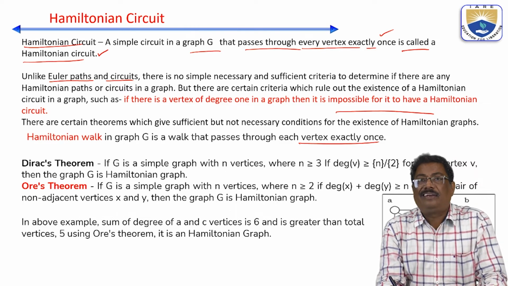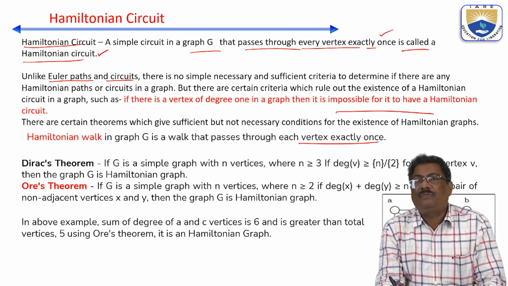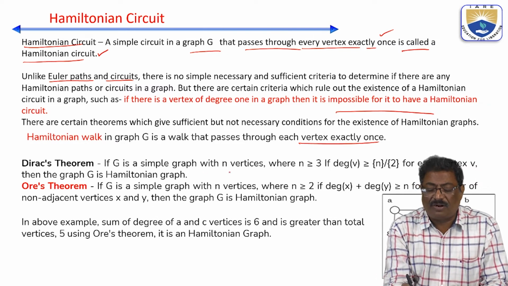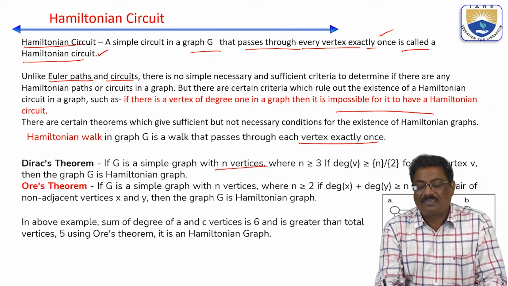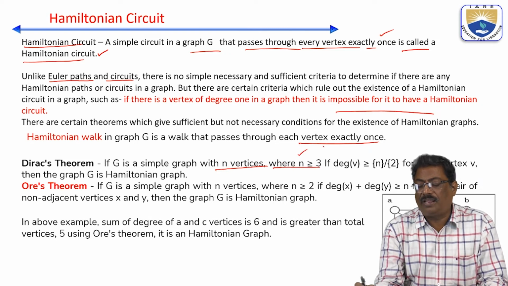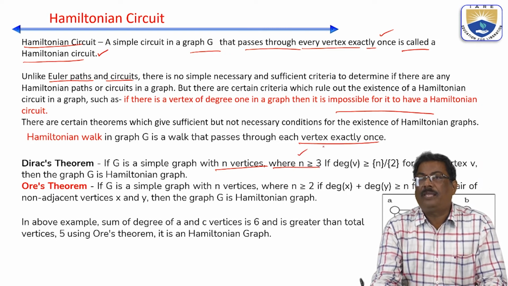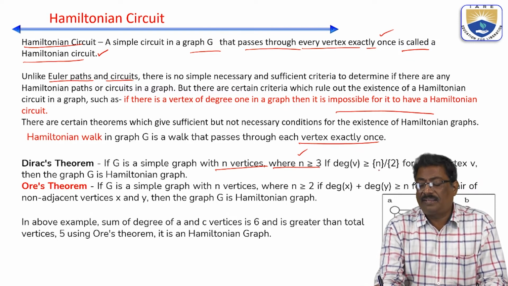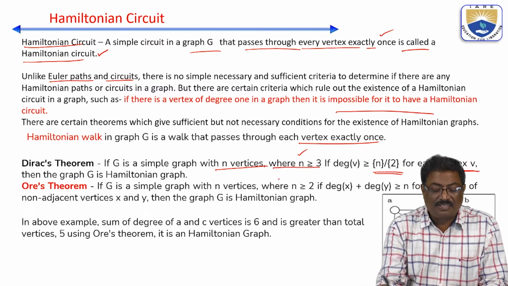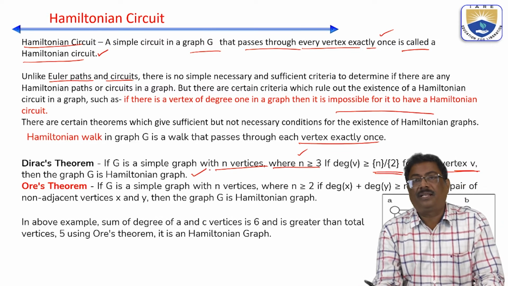One is Dirac's theorem. If G is a simple graph with n vertices, and n is greater than or equal to 3, and the degree of every vertex is greater than or equal to n by 2 for each and every vertex, then the graph is a Hamiltonian graph.